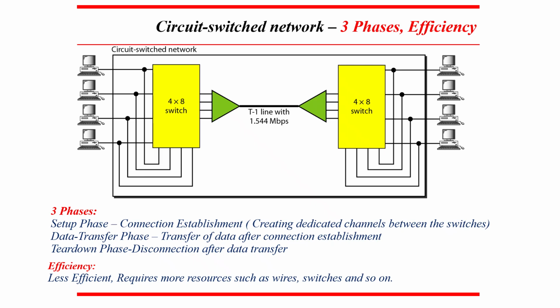Circuit switched networks require three phases of connections. The first phase is setup phase, the second phase is data transfer phase, the third phase is disconnection phase. During this setup phase, a physical connection should be made available between the two systems which are being connected. The second phase is the data transfer phase, where after the connection is established, both the systems will start to communicate between each other.